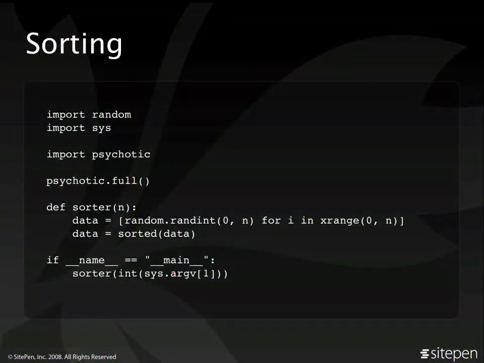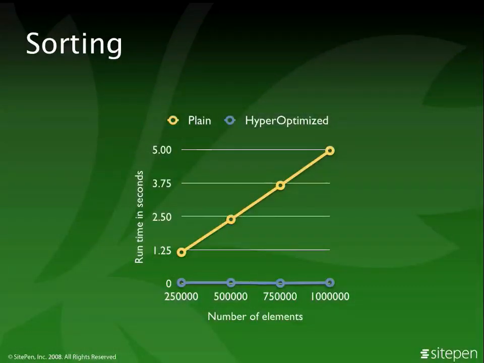Now this next example is even more interesting. This is a sorting example where we make a list of random integers, and then we sort it. And what's interesting about this is that generating the random numbers, running the list comprehension, and sorting almost all happen entirely in C code, in Python's C code. So this is a case where you wouldn't really expect a lot of performance enhancement. But if you look, with a 1,000,000 element array, it takes almost 5 seconds to run this in plain C Python, but it takes still a fraction of a second when it's hyper-optimized.